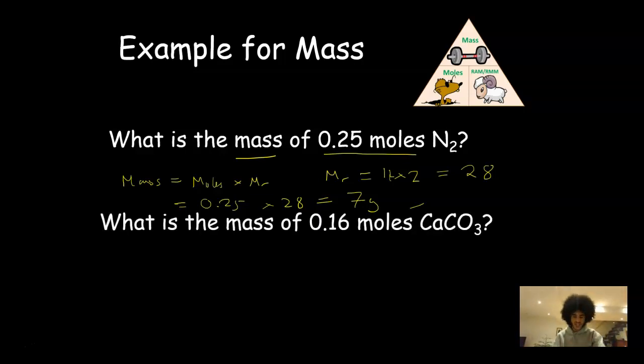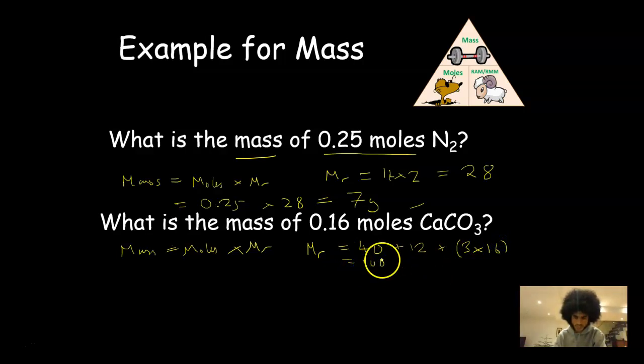What's the mass of 0.16 moles of CaCO3? Again, I write out the equation of what I'm going to use. It's mass equals moles multiplied by MR. Now the MR, it's still a bit more complicated here, so it's going to equal Ca, which I think is 40, plus carbon, which is 12, plus O3, which is 3 lots of O, which is 16, which I think altogether leads to 100. Okay. So to work out the mass, it's going to be 0.16 multiplied by 100, which gives me 16 grams. All right, so that's how you do those problems. So relatively straightforward.